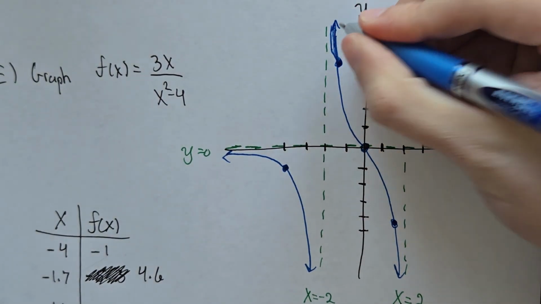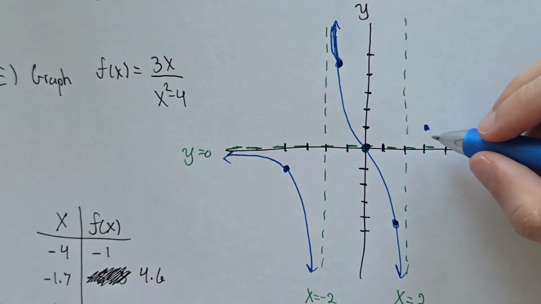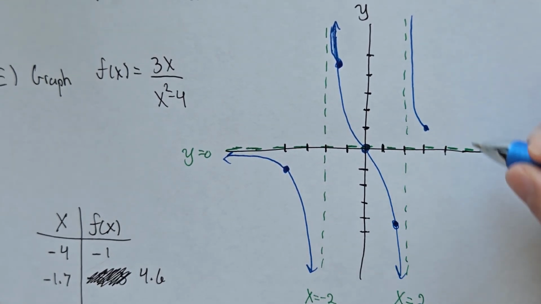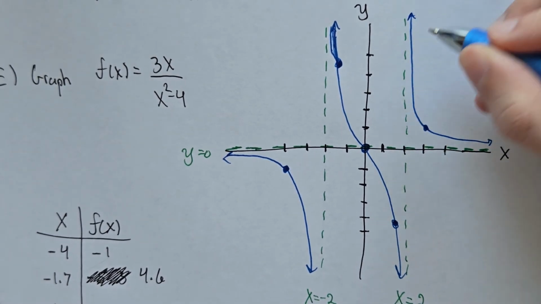Okay. Again, we get really, really close to the vertical asymptotes, but we don't actually cross through them. You can't cross through vertical asymptotes. And then finally, this one is going to hit the vertical asymptote from the top, or hug it at the top, and then it's going to follow the horizontal asymptote as we go off to the right.